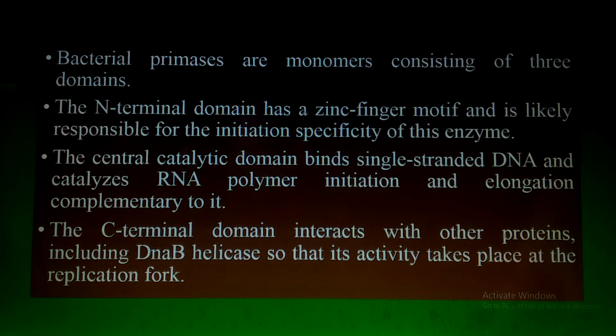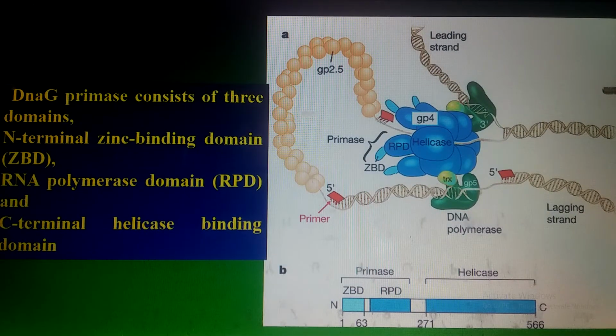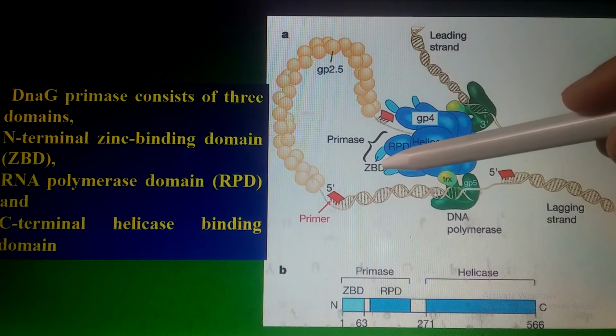Bacterial primases are monomers consisting of 3 domains. How many domains? 3 domains. One domain is the N-terminus domain. I will show you here. You can see here there is an N-terminus domain, and the N-terminus zinc binding domain is known as ZBD. You can see here, this is the ZBD.